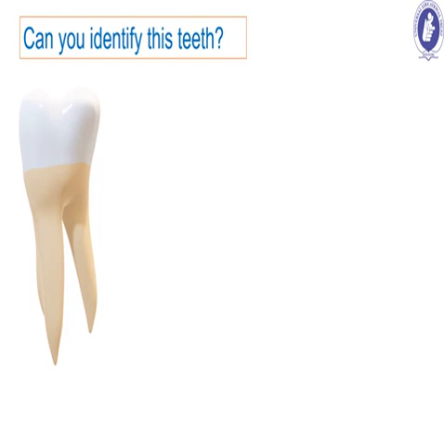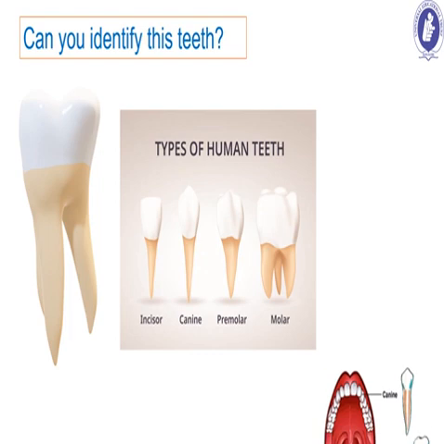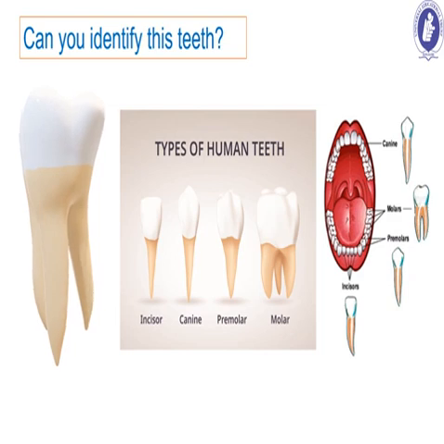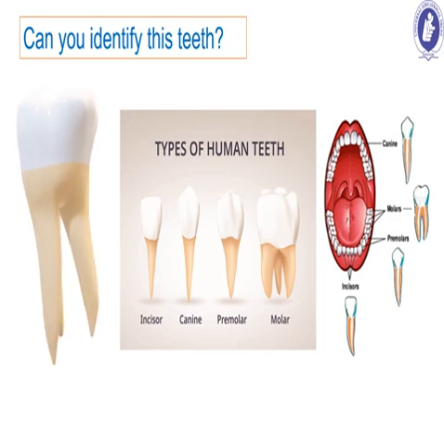Can you identify this tooth? Which is that? Some of you got it? Some of you are still thinking, I guess. Here is a clue for you. Incisor, canine, premolar, molar. Which is that? Yes, it is a type of molar tooth. They are used for chewing the food, and they are very large back teeth.